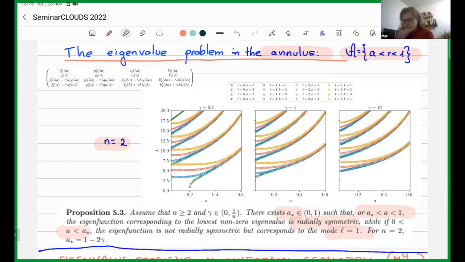And now this is what you can see here in the picture, that there is a bifurcation here, where on one side the smallest eigenvalue corresponds to the first mode, and on the other side the smallest eigenvalue corresponds to the radially symmetric solutions. So anyway, we'll see that this bifurcation, depending on the size of the annulus, is going to appear in the second part of the talk when I talk about geometric problems.